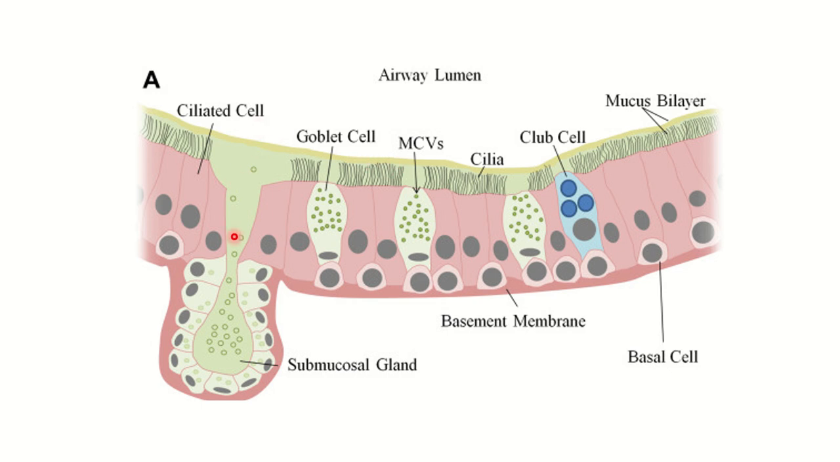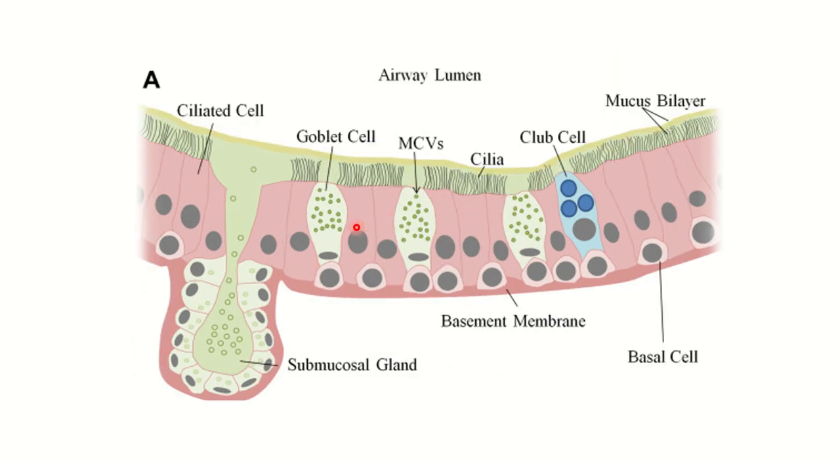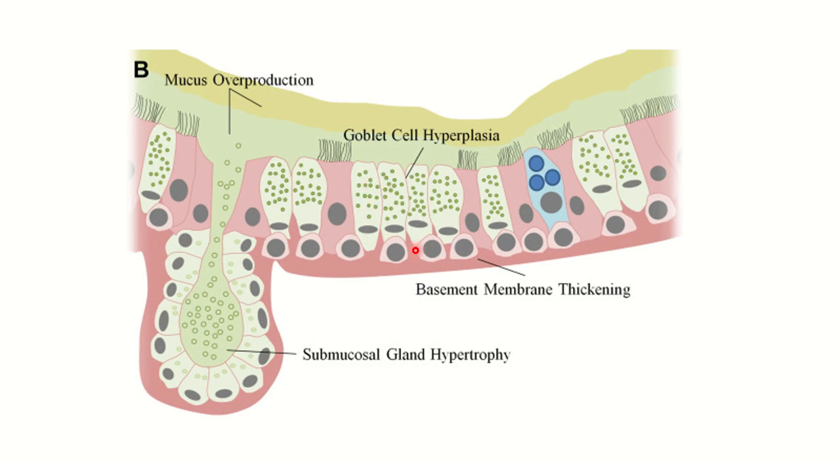This mucus is produced by the submucosal glands, and goblet cells also produce this mucus. Now, just observe the number of goblet cells in this diagram. We have only three goblet cells, right? Now, in asthma patients, there is goblet cell hyperplasia. Hyperplasia is nothing but an increase in the cell number. So you can observe here the epithelial cells from this diagram have been replaced by goblet cells.